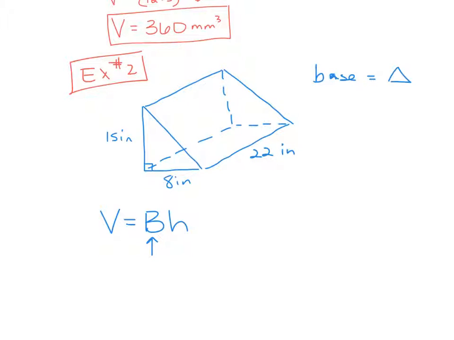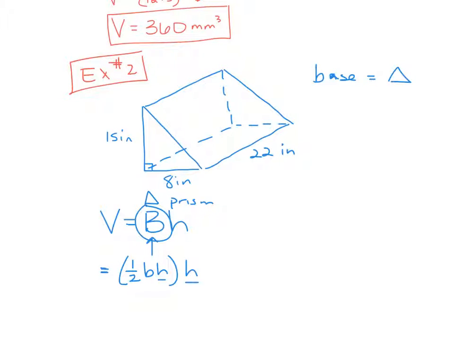1/2 base times height. So really what you're doing here is 1/2 BH times H. And here's the confusing part of it. This H and this H are not the same thing. Okay? This capital B is your triangle, so we're doing the height of the triangle. This one is the whole prism, so we're doing the height of the prism. So just be careful with that when you lay it out, that you have the right heights in the right places.